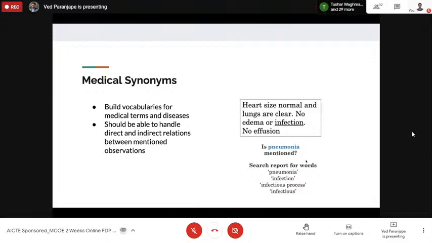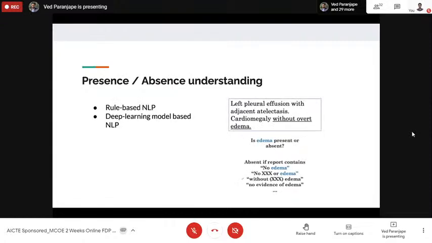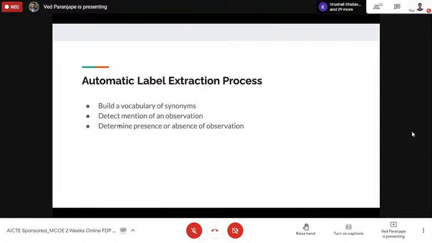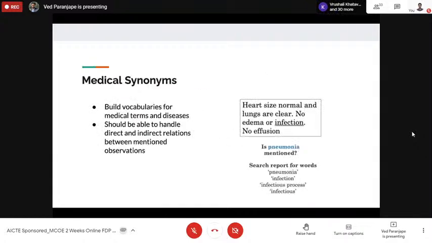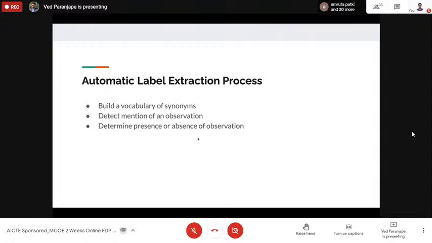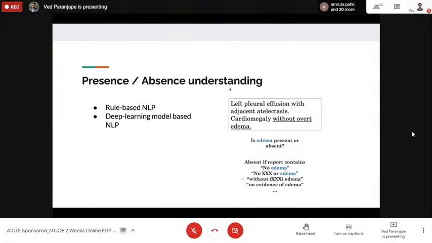There are lots and lots of synonyms for various medical terms, and that's the understanding we bake into a model. That model should be able to correctly understand that even if pneumonia is not directly mentioned, it can guess that one specific word also means pneumonia, and take the action accordingly. The second step is detecting mention of an observation, which we already saw. The third process is determining presence or absence of an observation. That's the last process.